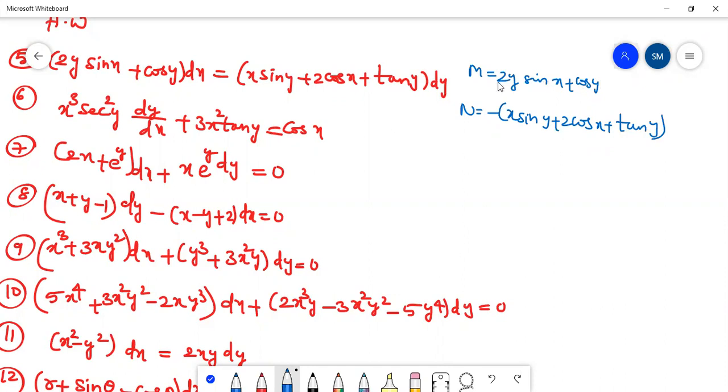Differentiating M with respect to y gives 2 sin x minus cos y. Differentiating N with respect to x means minus sin y; the cos x derivative is minus 2 sin x, so minus into minus gives plus 2 sin x. Tan y means it is 0. Here also plus 2 sin x, and minus sin y, so both are equal. It is exact.